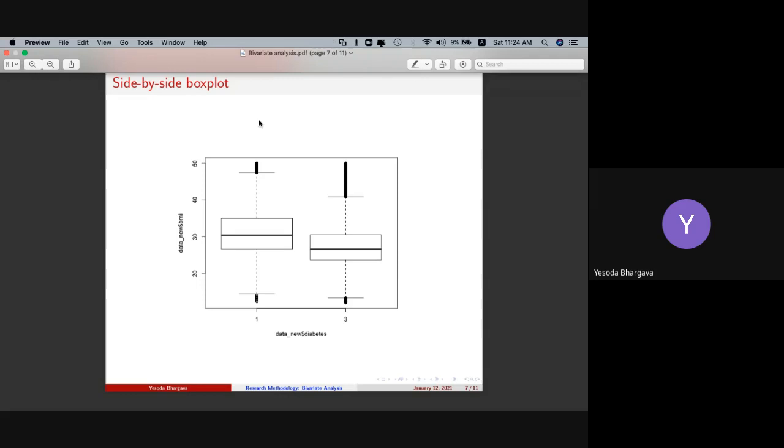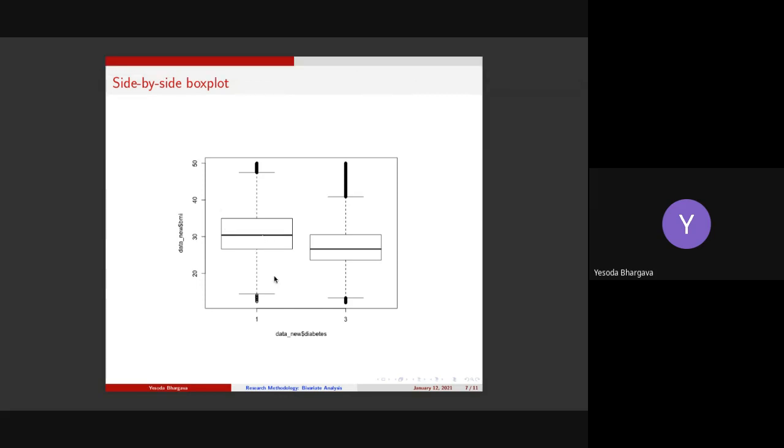Yeah. So that means that a higher interquartile range is seen in the diabetic cohort as compared to the non-diabetic cohort, and that too in a higher BMI range. So from this plot, you can actually see that there does exist a difference in the distribution of BMI of the diabetic and non-diabetic. There is a difference, and that is seen from the box plots.